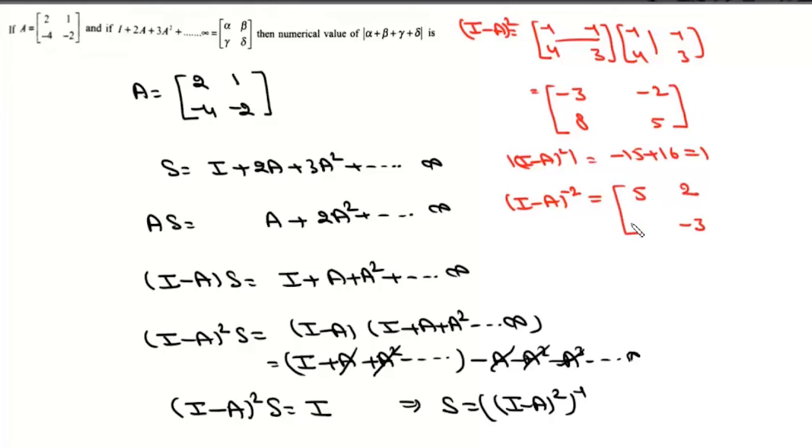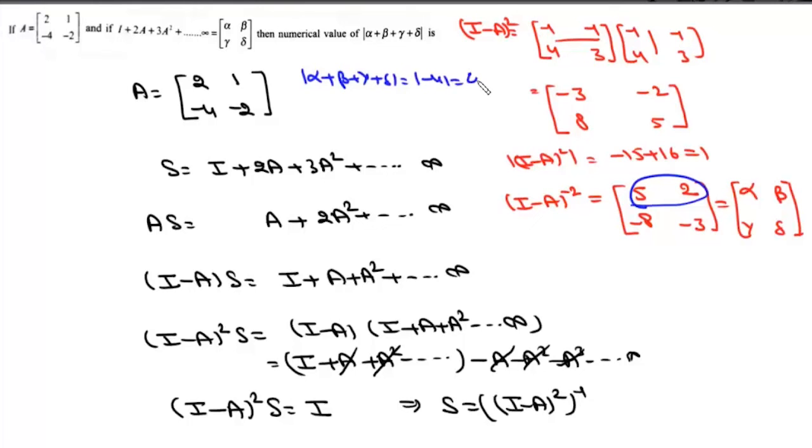So there'll be plus 2 and minus 8. Now it is given that this matrix is alpha, beta, gamma and delta. Now we need to find the sum of alpha, beta, gamma and delta. Now this sum will be mod of alpha plus beta plus gamma plus delta, which will be mod of, now this is 7 minus 11, which is mod of minus 4, and it is 4. So the numerical value of this sum is 4, and that is the answer to this question.